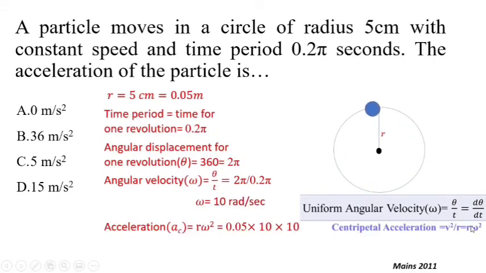We will use this formula, that is centripetal acceleration will be equal to r omega square. So r is 0.05 multiplied by 10 into 10. If you solve this, you will get 5 meter per second square, and option C is correct.